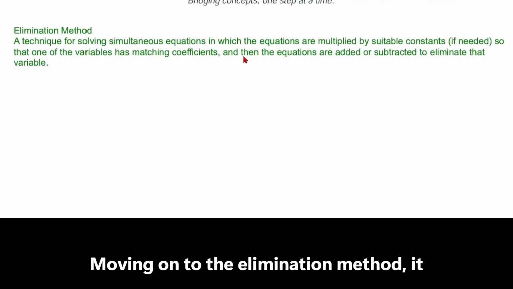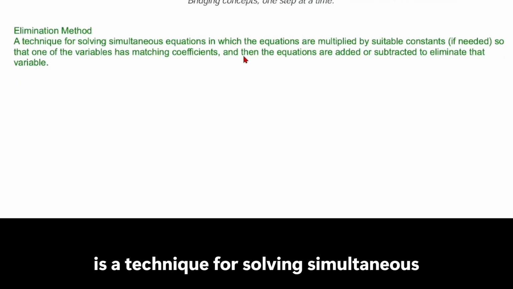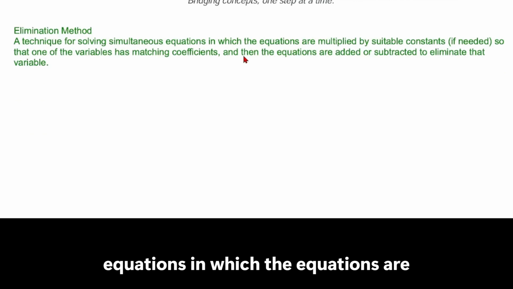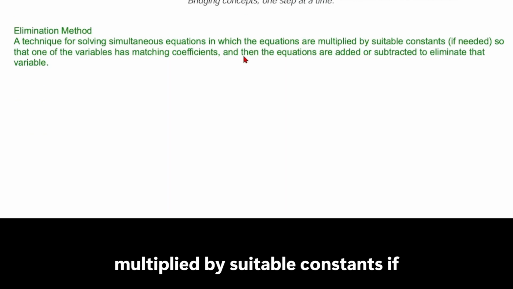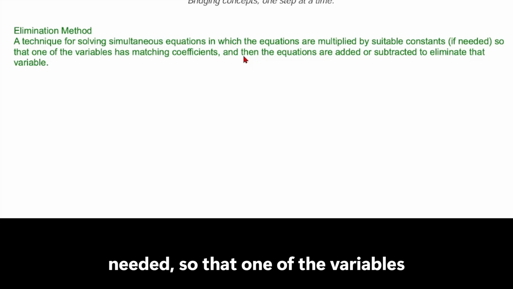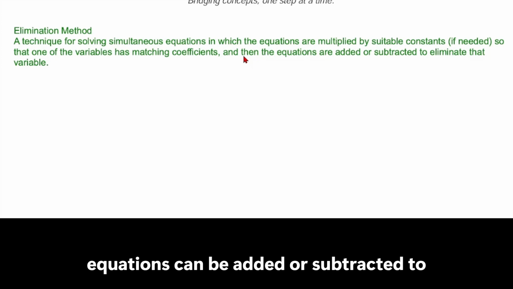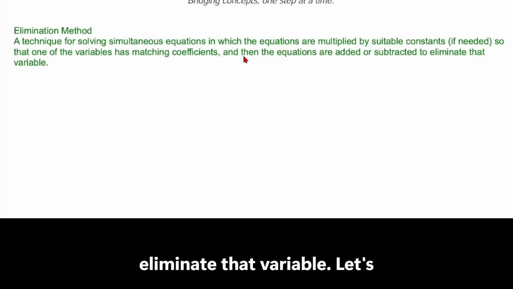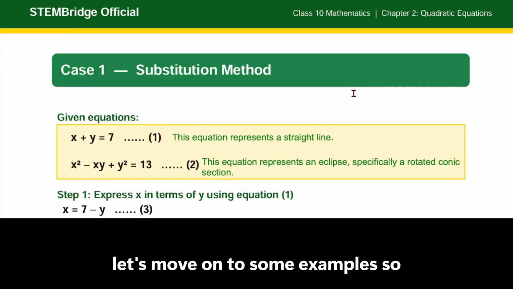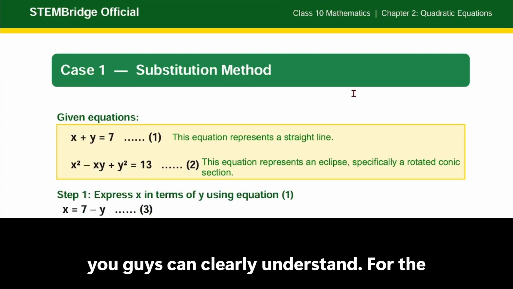Moving on to the elimination method, it is a technique for solving simultaneous equations in which the equations are multiplied by suitable constants if needed, so that one of the variables has matching coefficients, and then the equations can be added or subtracted to eliminate that variable. Let's move on to some examples so you guys can clearly understand.